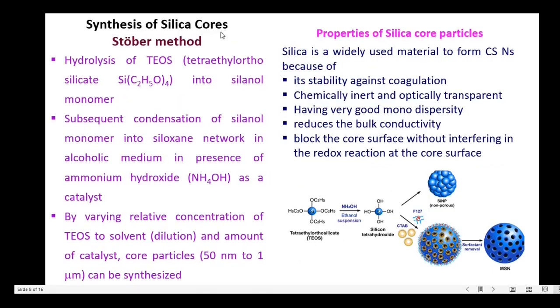So the next one is the synthesis of silica cores by the Stöber method. The Stöber method is a chemical process which is used for the preparation of uniform-sized silica core particles. It involves two steps. One is the hydrolysis of tetraethyl orthosilicate into silanol monomer and the subsequent condensation of silanol monomer into a siloxane network in the presence of an alcoholic medium. Here ammonium hydroxide is used as a morphological catalyst. Also, particles from 50 nanometers to 1 micrometer can be obtained by varying the relative concentration of tetraethyl orthosilicate.